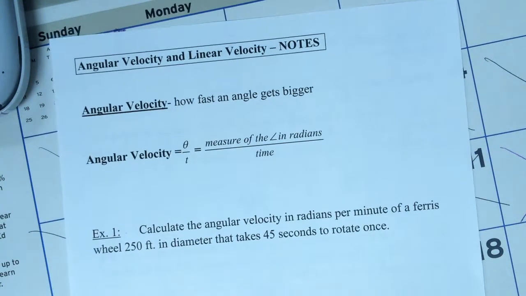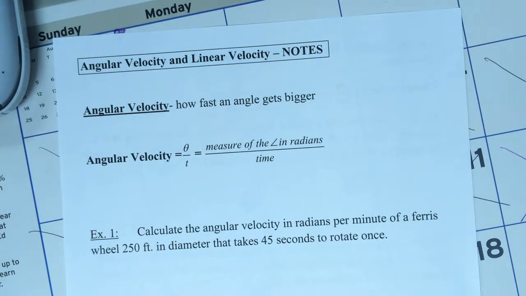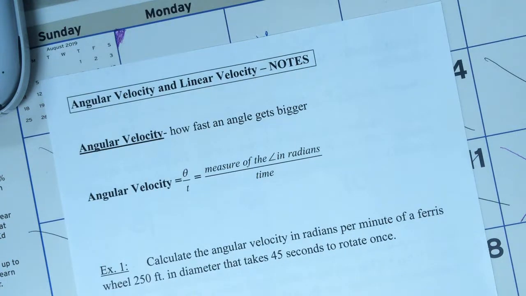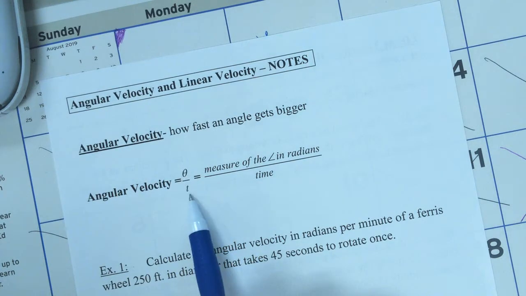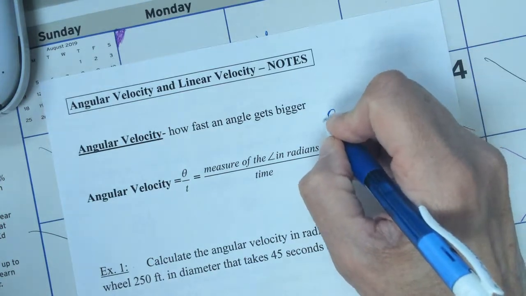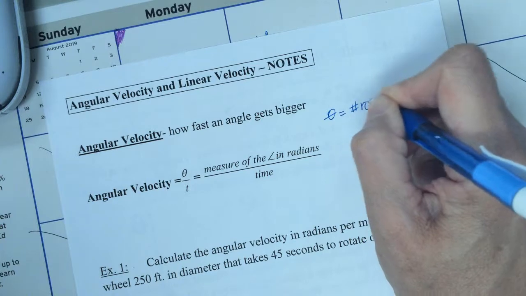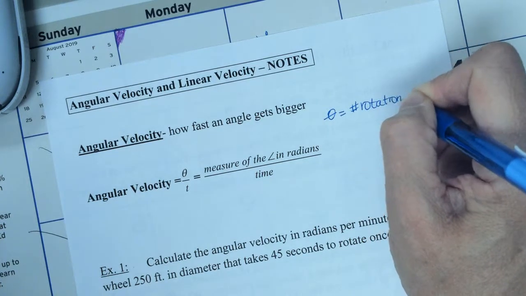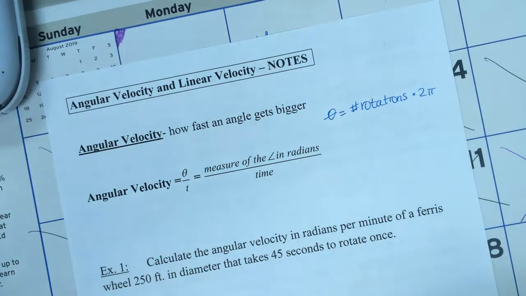Today we're going to look at angular and linear velocity. So to start off with, angular velocity is how fast an angle gets bigger or larger. The formula for angular velocity is theta over time, and if you remember from yesterday, theta can be found by number of rotations times 2 pi. Remember, theta must always be in radians.